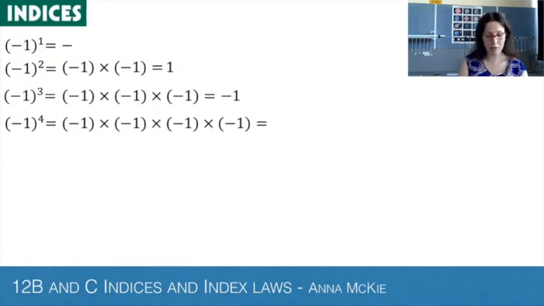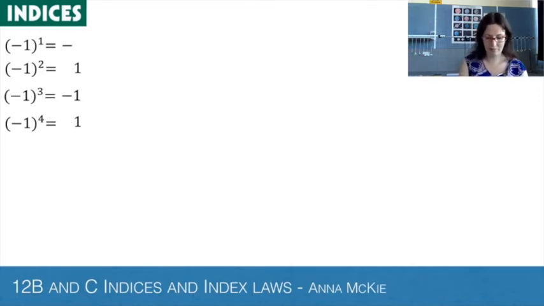What about to the power of 4? 4 lots of -1 multiplied together gives us +1. So summarising that, that's what we get there. What pattern do you notice? You might think that, okay, if it's an odd number, we end up with the negative sign, and if it was an even number of negatives, it's positive.